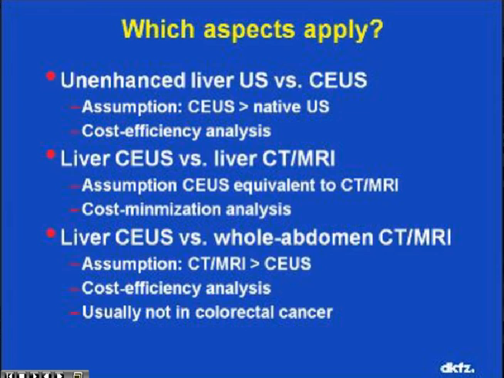The final question is, should we do a liver contrast enhanced ultrasound or rather a whole abdomen CT? Here we would have to assume, for some reasons, that CT or MRI are better than CEUS, simply because they include regions below the liver which are not included in the CEUS. And again, here we would have to do a cost efficiency analysis, and this is usually not done in colorectal cancer, except for high-risk patients, as I explained to you.